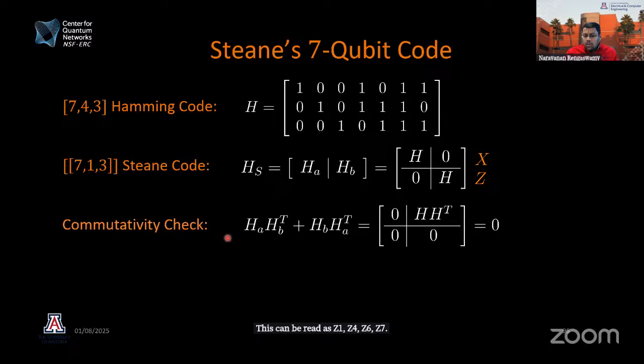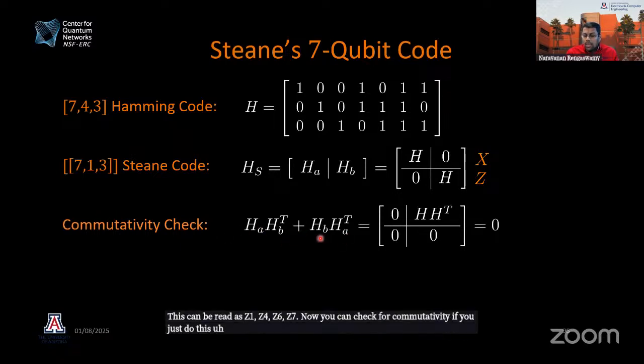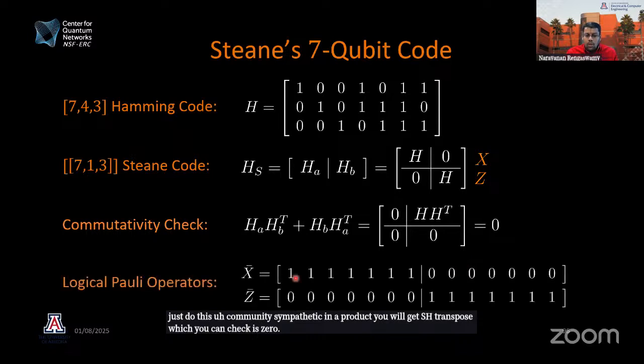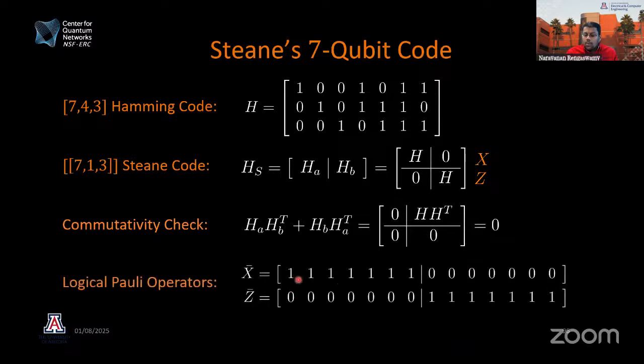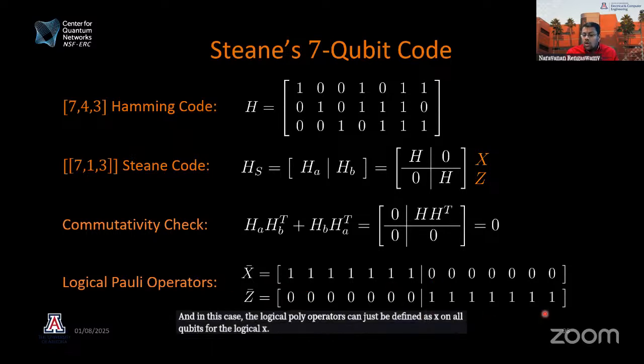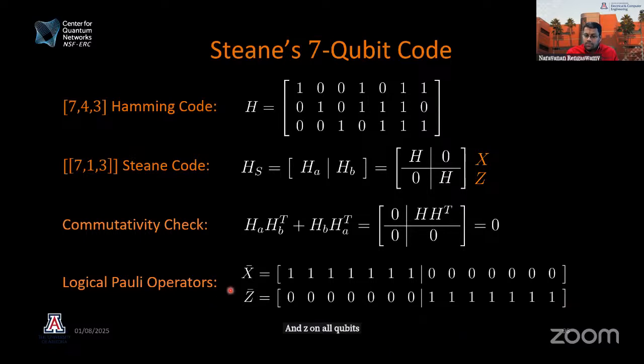Now you can check for commutativity. If you just do this commutativity symplectic inner product, you will get H H transpose, which you can check is 0. And in this case, the logical Pauli operators can just be defined as X on all qubits for the logical X and Z on all qubits for the logical Z.